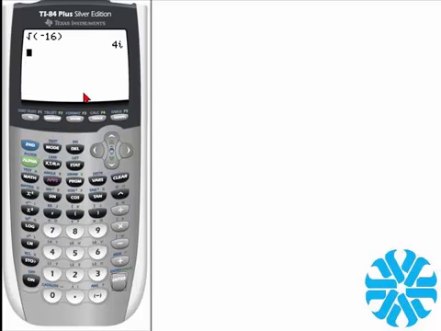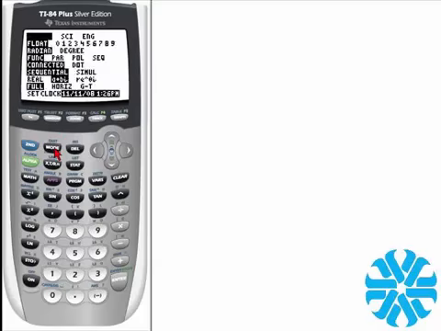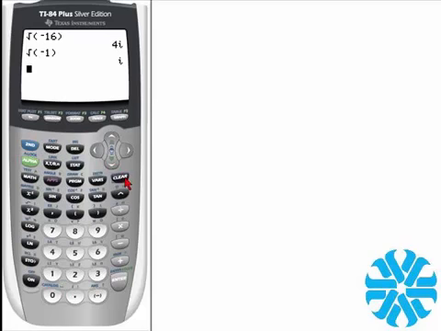So if we took the square root, let's say, of negative 1, so second function, and then the square root of negative 1, we should just get i. So we select enter, and there we have it. Now, let's go back to the mode key, and go back down, and let's put it in the real mode. Select enter, and then let's clear the screen.